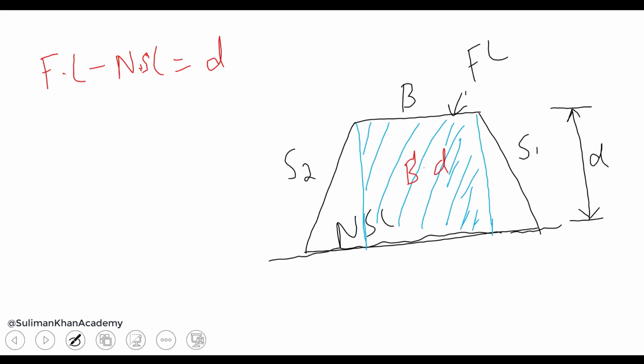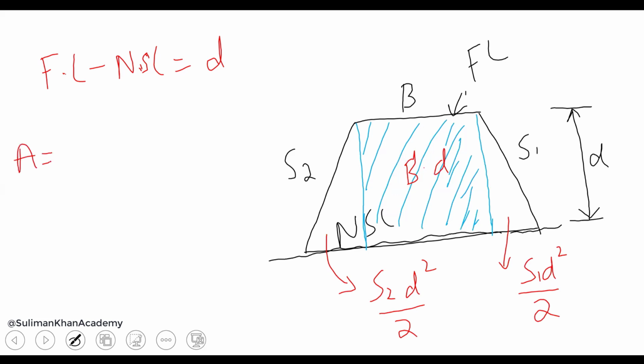Now, the area of the sides, these are actually triangles. So the area of this side should be S1 D square divided by 2, and this is S1. And for this side, the area should be S2 D square divided by 2. It means the total area of the section should be BD plus S1 D square divided by 2 plus S2 D square divided by 2.